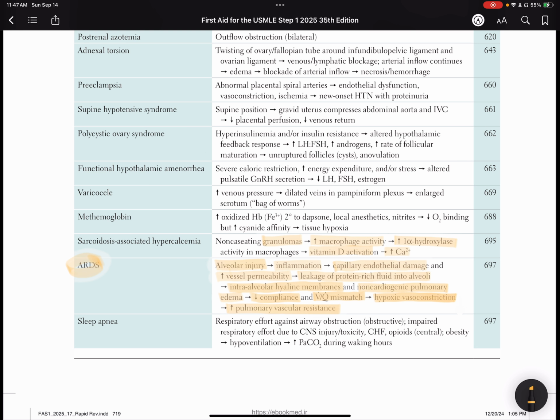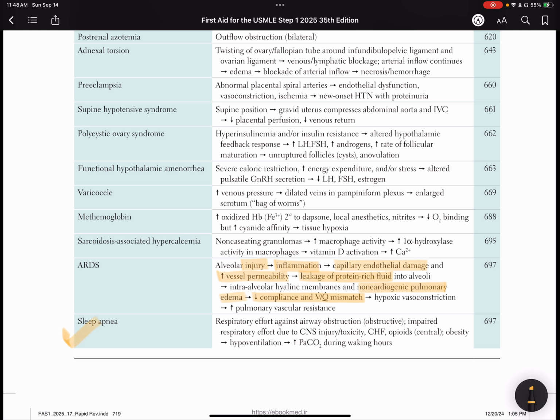Alveolar injury leads to inflammation, capillary endothelial damage, and increased vessel permeability. This causes leakage of protein rich fluid into alveoli, intra-alveolar hyaline membrane, and non-cardiogenic pulmonary edema, leading to decreased compliance and ventilation perfusion mismatch. This leads to hypoxic vasoconstriction and increased pulmonary vascular resistance. This is the ARDS pathophysiology mechanism.